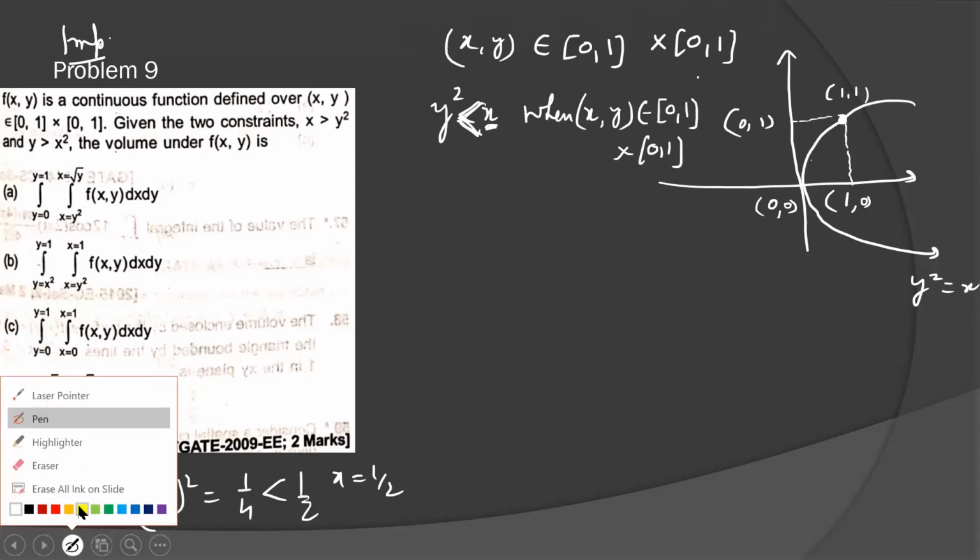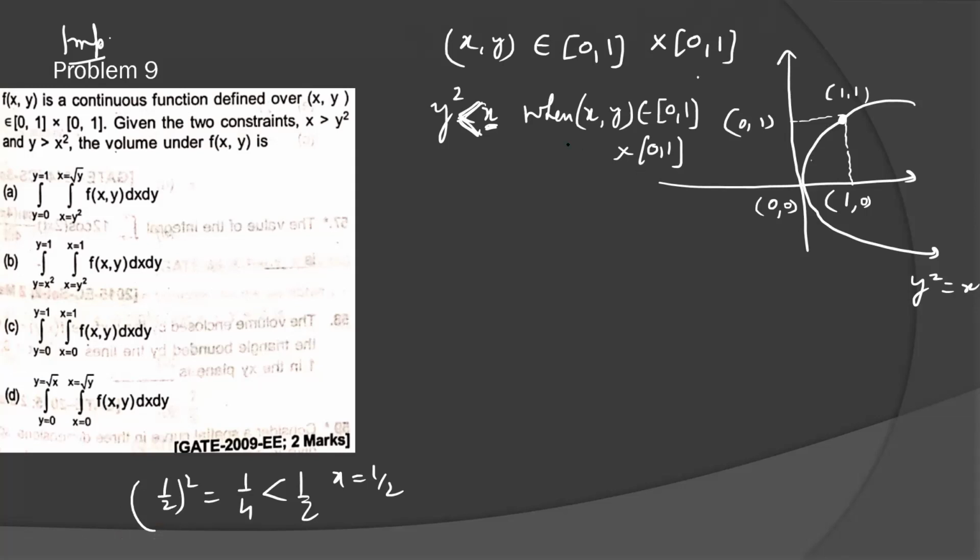The shortcut method is always see the sign. It is representing towards the x-axis. So this is the bounded region.